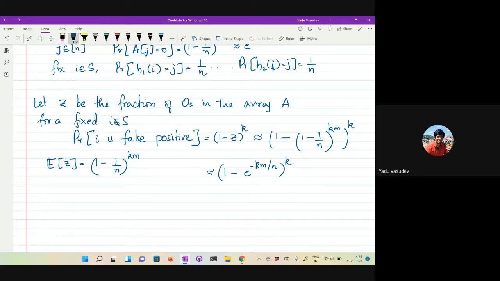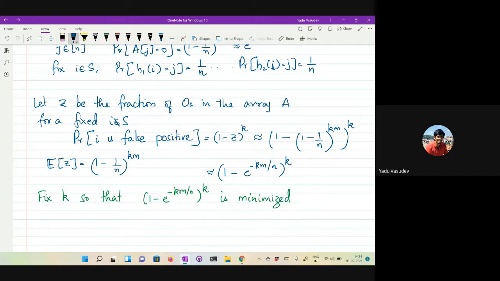Now the choice of k is with us; we haven't fixed k. So what we need to do is fix k so that this quantity is minimized. I can choose k as I want so that this is minimized. This is your false positive probability, and I want to choose k so that it is minimized.